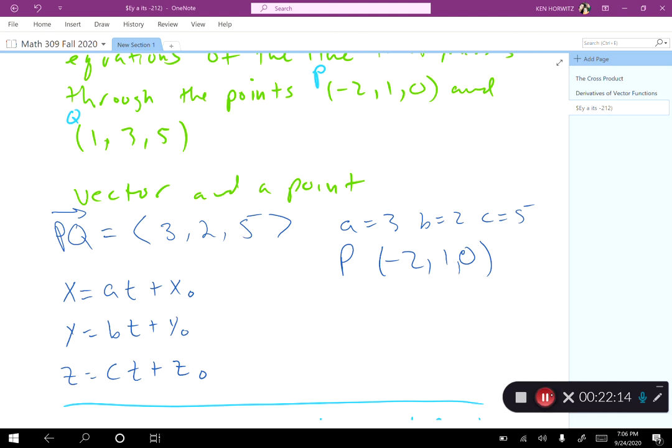All right, so my x is going to be x equals 3t minus 2, y equals 2t plus 1, and z equals just plain old 5t. And those are your parametric equations that make that line in space.